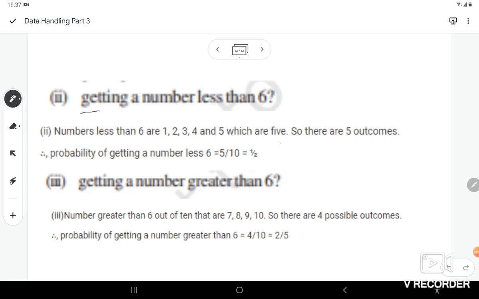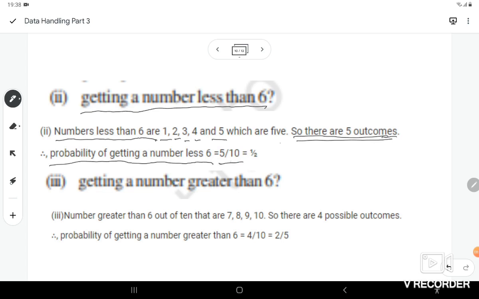Next part says getting a number less than 6. So numbers less than 6 are 1, 2, 3, 4 and 5. So there are 5 outcomes. So probability of getting a number less than 6 would be 5 by 10. That is 1 by 2.